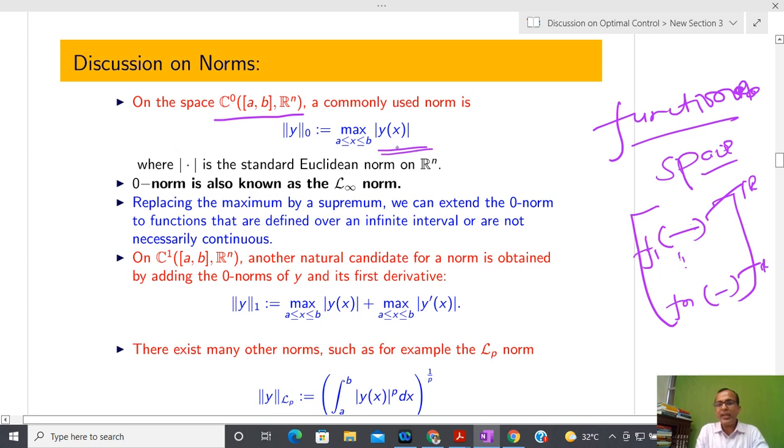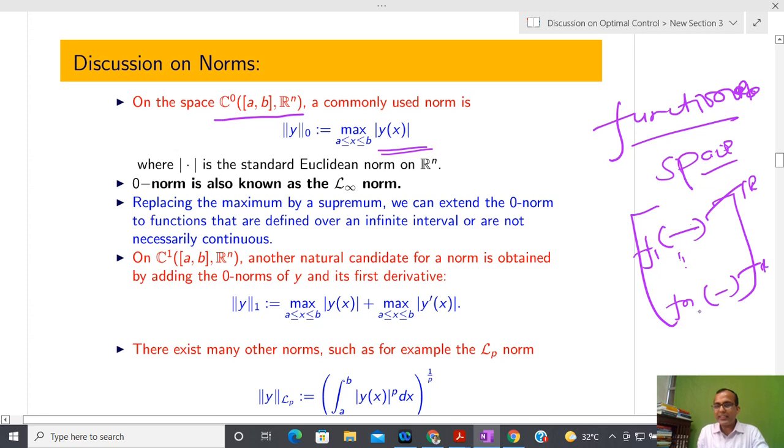Here you can see that I have defined the norm, or length, of some vector. I have taken a vector from this function space, and now I am going to talk about its length. Whenever we talk about length, we have to make sure that the length is always positive. The absolute value of any quantity is always positive, and due to that reason this is always positive.